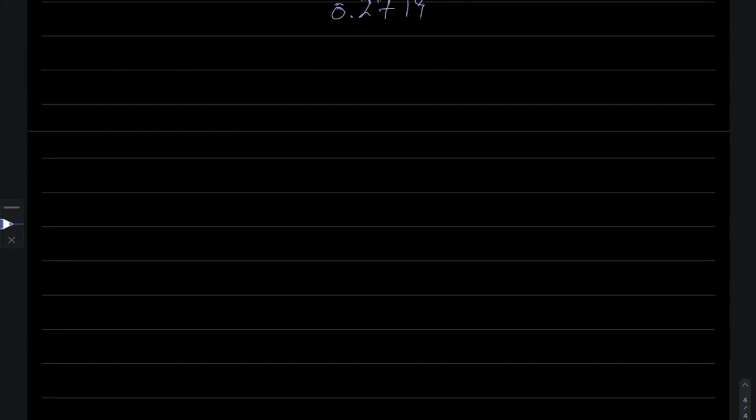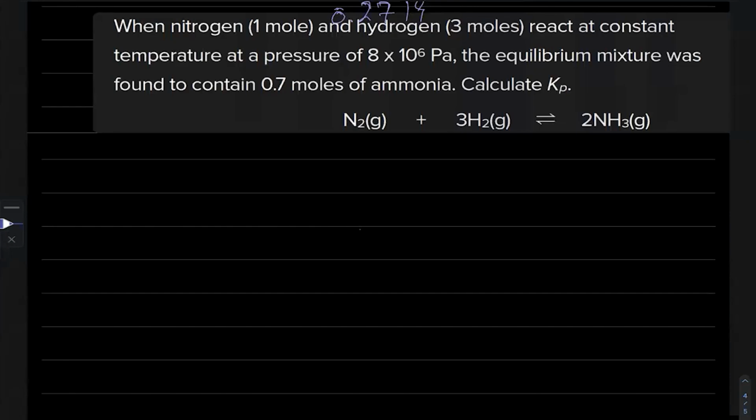Okay, so let's try this question. I'll try to solve this and hopefully we'll get a value that we all agree with. So what I'm going to do now is, nitrogen, hydrogen. This is the scenario. We want to figure out the ICE part first. So ICE: 1 mole of nitrogen, 3 moles of hydrogen. The total pressure is 8 into 10 power 6. And it was found to contain 0.7 moles of ammonia. So 0.7 mole of ammonia is made.